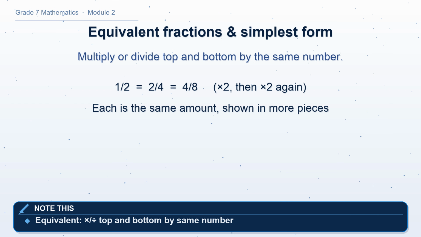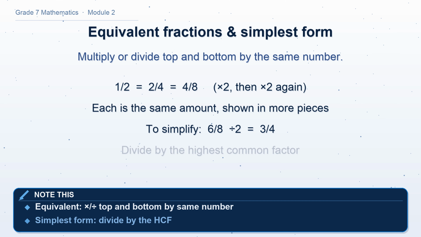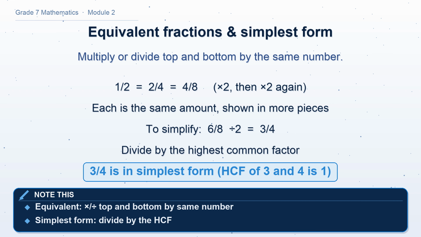To go the other way, we simplify. 6/8, dividing top and bottom by 2, becomes 3/4. We divide by the highest common factor of the two numbers. 3/4 is in simplest form because 3 and 4 share no factor larger than 1.